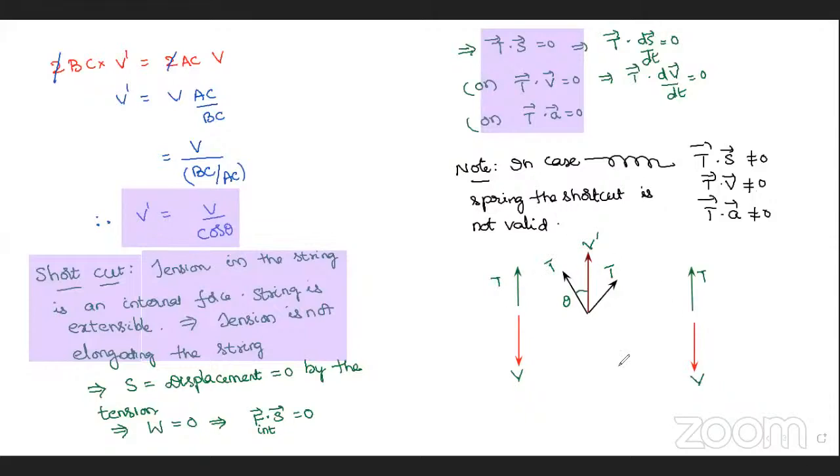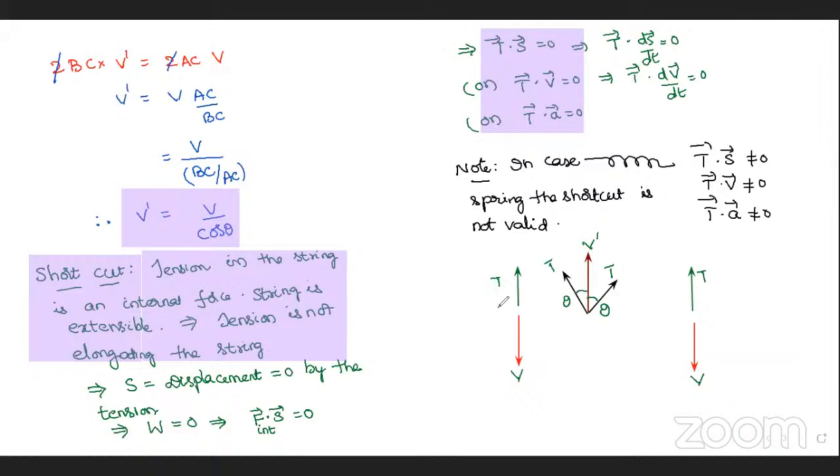Now you understood clearly the tensions and velocities here. And here also the same angle theta. Why? Because it is going vertically upwards. So the two angles are equal. Any doubt here in the diagram? No. Right.